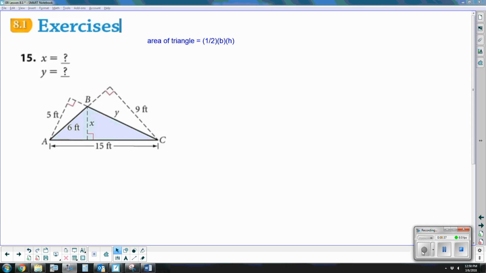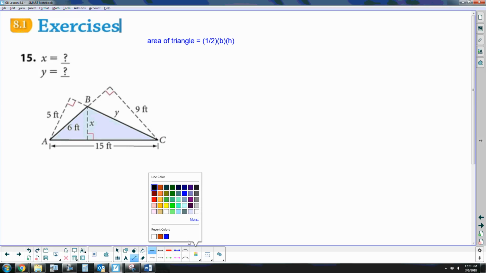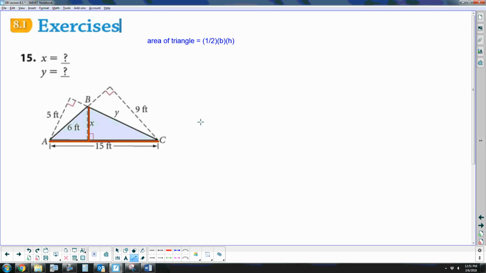But looking at this problem, we don't know the area of the triangle. And in this first, in the shaded region, the height, we can see that is x. So here's our base, 15. And here's our height, x. Now, we could solve for x if we knew the area of the triangle, but we don't. So let's just jot down what we know so far. And so if the base is 15, then the height is x, and the area is 1/2 15x.